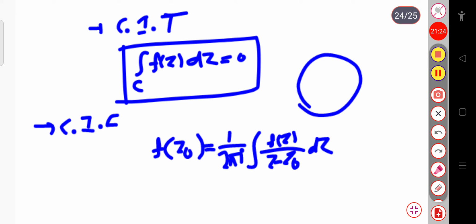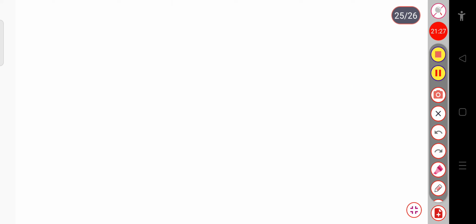Now we will see residue. When we calculate the residue, it is at a singular point.